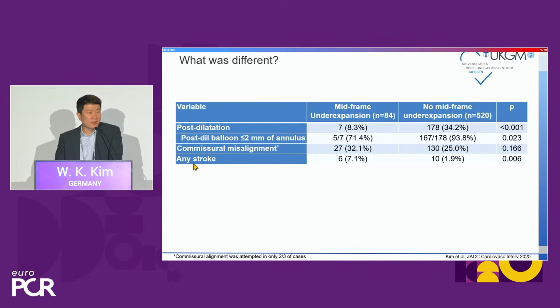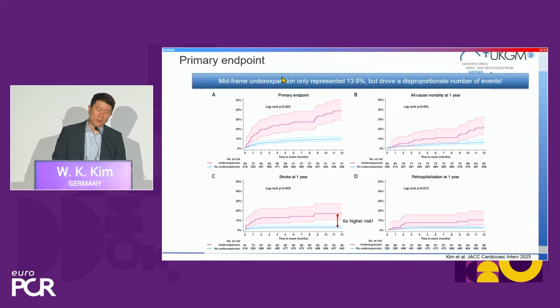And what we also saw is that stroke already began to increase in hospital in those patients that had midframe underexpansion. So looking at the primary endpoint, a combination of all-cause death, stroke, and rehospitalization at 1 year, the same endpoints as in the IDE, you can see that there was clear segregation. This was driven by more strokes occurring in the first 3 months, and then also all-cause mortality reaching a plateau after 12 months.